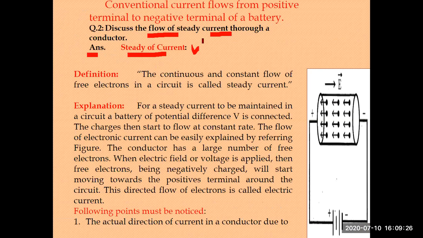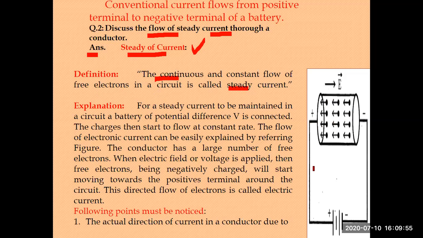First of all, let's understand steady current, and then we will go on to the conductor and discuss in detail. This is the definition: the continuous and constant flow of free electrons in a circuit is called a steady current. This is the concept of a steady current, and we will discuss it while considering this diagram.